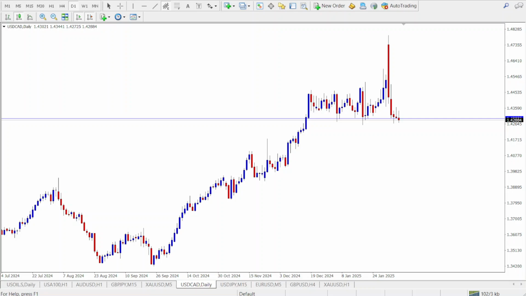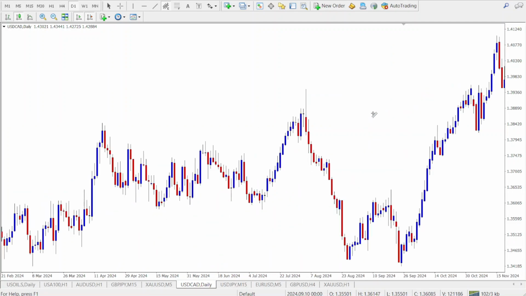Let's start with the basics. What exactly are swing highs and lows? Now, as for a swing high, this is the peak formed when the market reaches a temporary top before reversing lower. It is marked by a high point with lower highs on both sides. So you can see that we have a swing high here. Think of it as a mountain peak in your price chart.